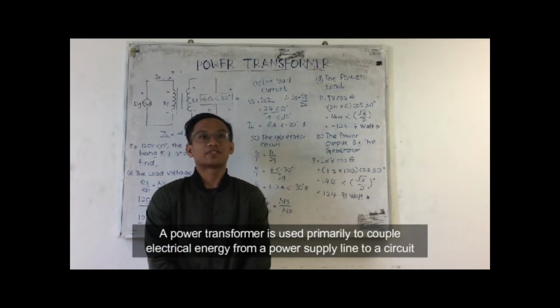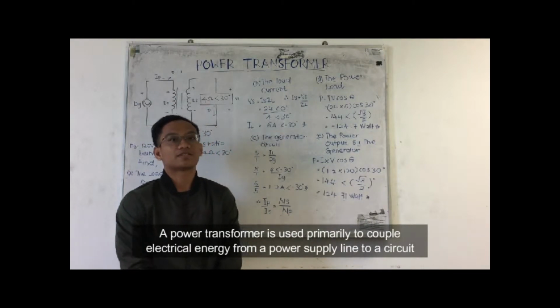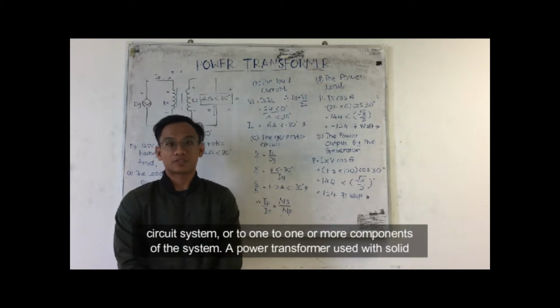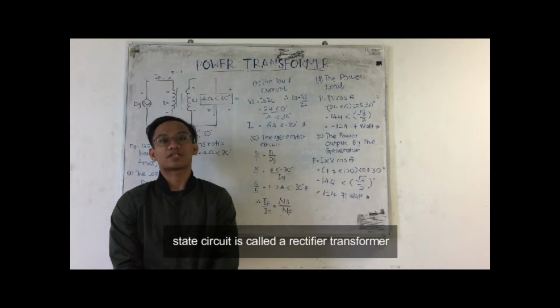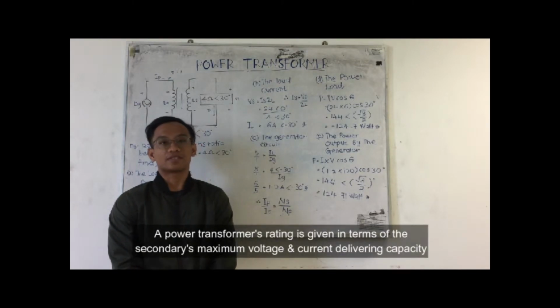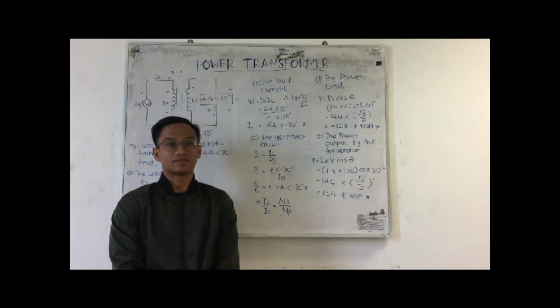Okay, a power transformer is used primarily to couple electrical energy from a power supply line to a circuit system or to one or more components of the system. A power transformer used with solid state circuits is called a rectifier transformer. A power transformer's rating is given in terms of the secondary maximum voltage and current delivering capacity.